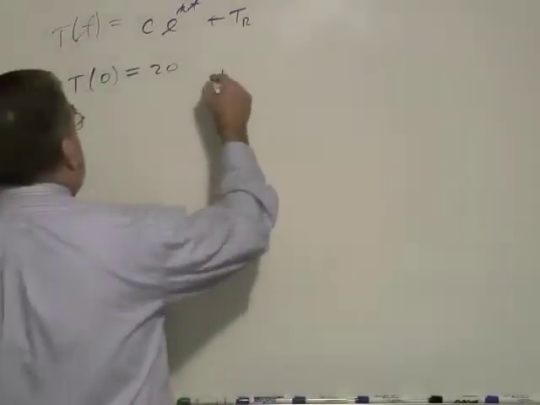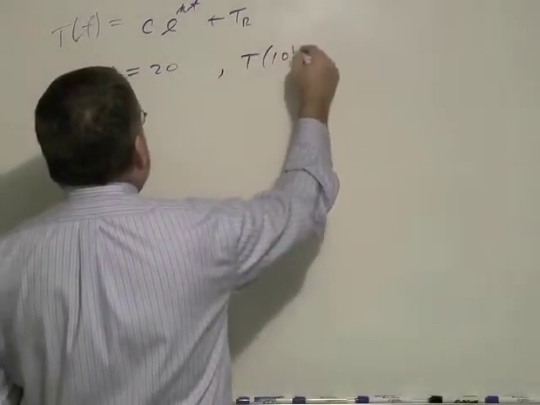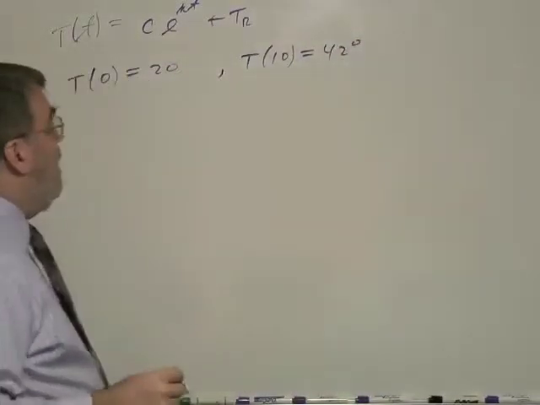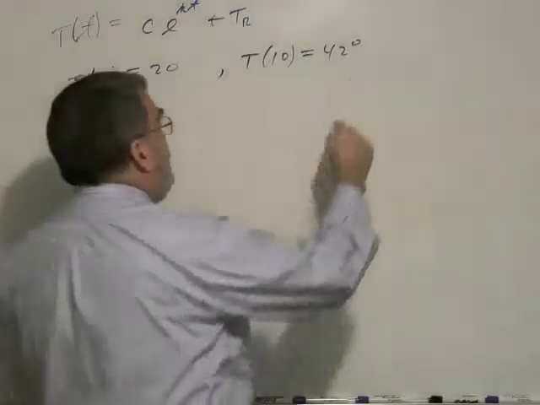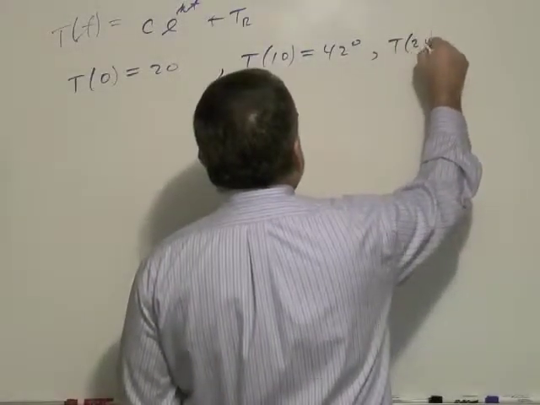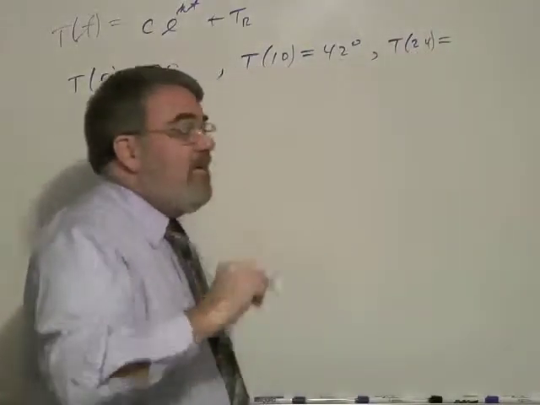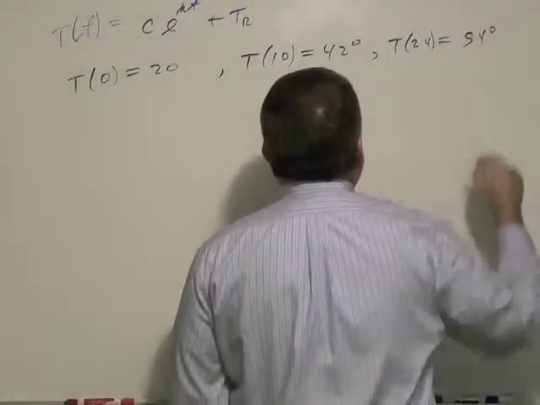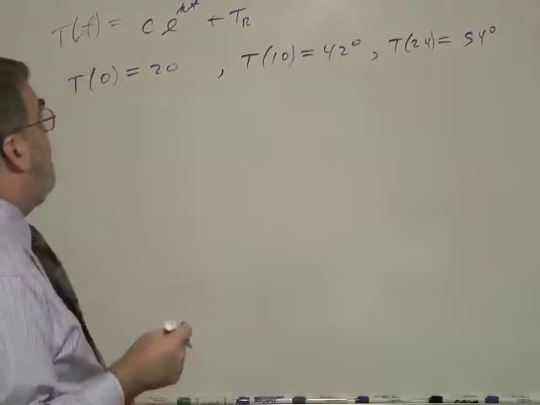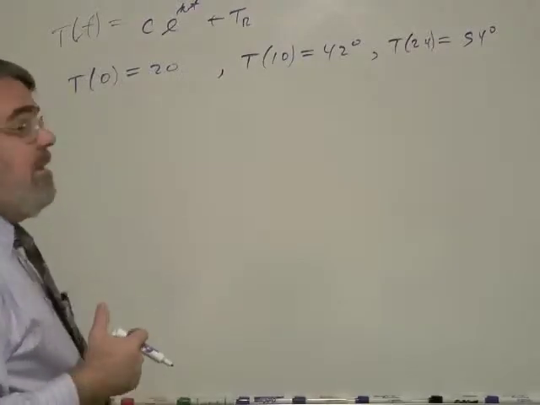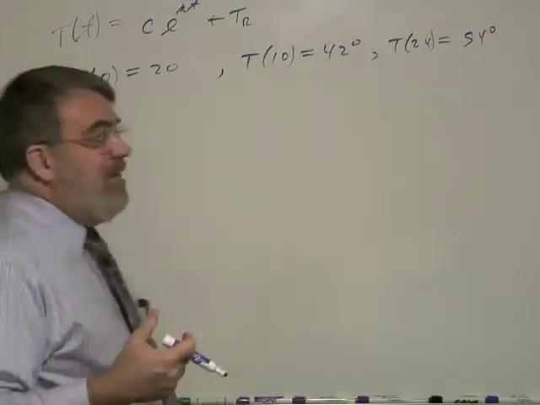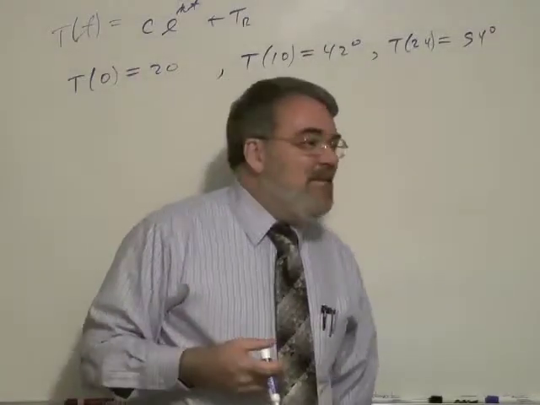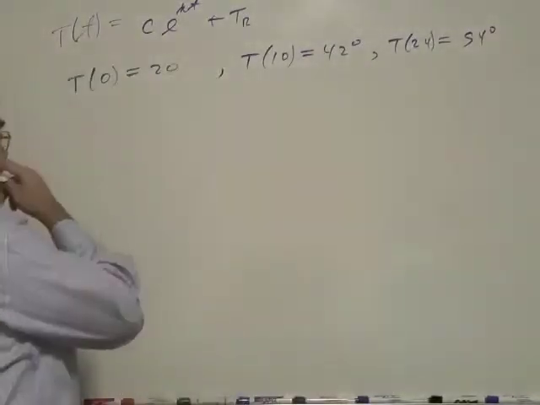Suppose that after 10 minutes, the object is up to 42 degrees. And then one more measurement: after 24 minutes, the object is now up to 54 degrees. So, what is the temperature of the room? Let's see if we can do this. I did work this out on the side, and it's pretty messy, but let's go full steam ahead here.